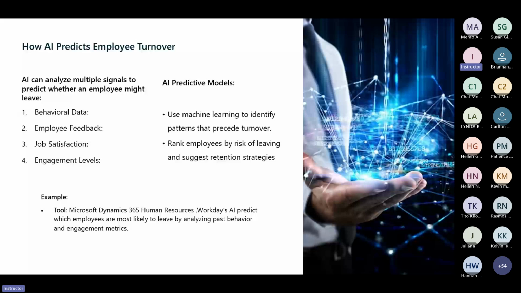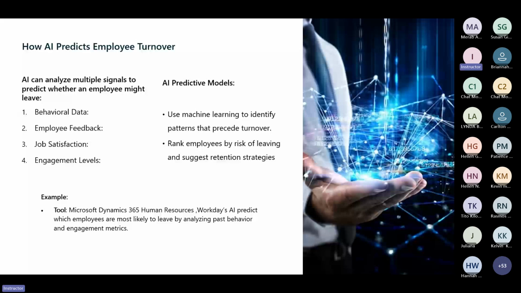And even the engagement levels as well. Like if someone is pulling back from a team meeting, or they are less active in Slack or on Teams, AI will notice. It's like watching the light dim slowly and stepping in before it goes out completely.